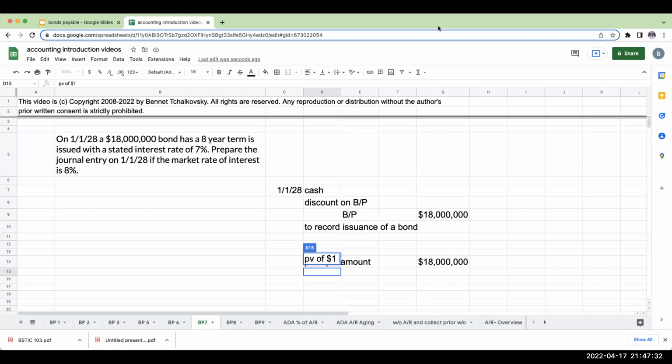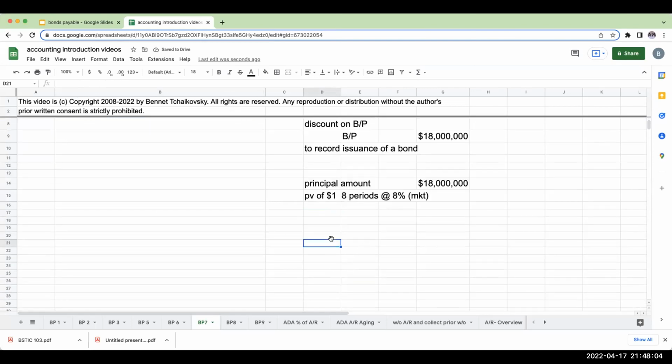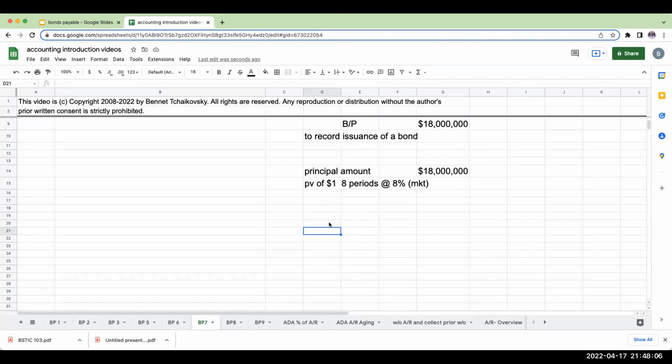Even though it's not stated here, this is going to be annual. So this is going to be the present value of $1, 8 periods because it's paying interest once per year, at 8%, and 8% is the market rate. Remember, when we go to the present value tables, it's always going to be using the market rate of interest.